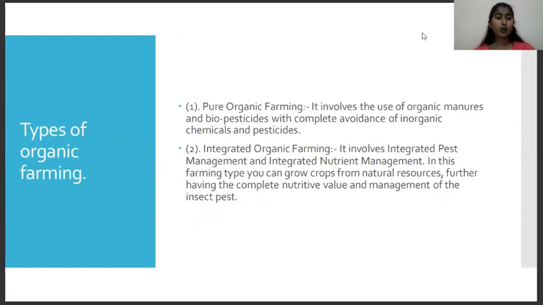Now let us discuss what types are included in organic farming. First one, pure organic farming. In pure organic farming, it involves the use of organic manures and biopesticides with complete avoidance of inorganic chemicals and pesticides. And the second type of organic farming is integrated organic farming. In integrated organic farming, it involves integrated pest management and integrated nutrient management. In this farming type, we can grow crops from natural resources, having complete nutritive value, along with management of insect pests.